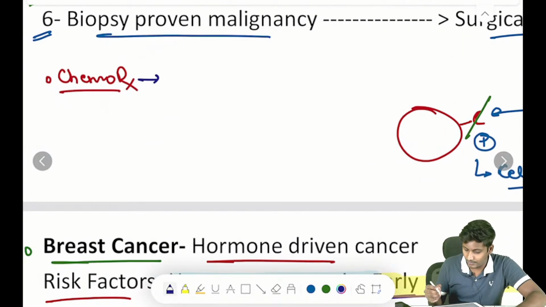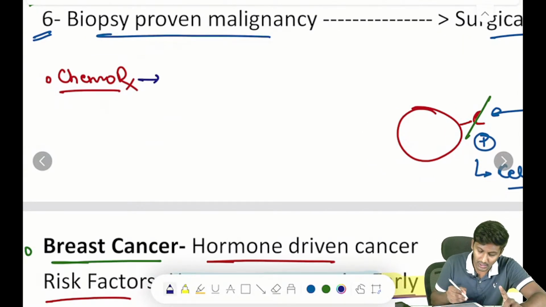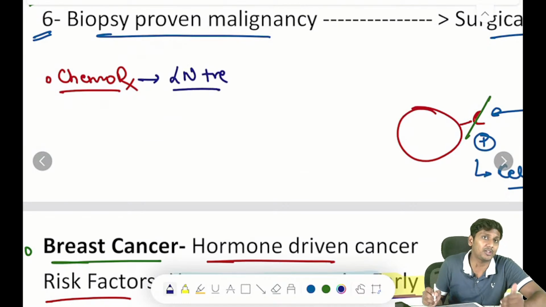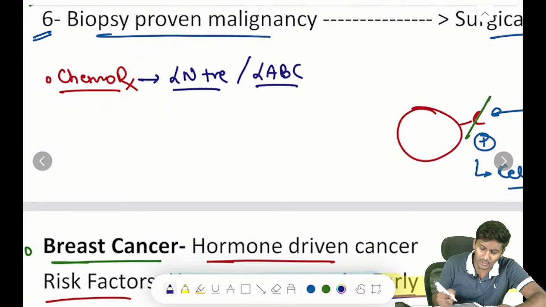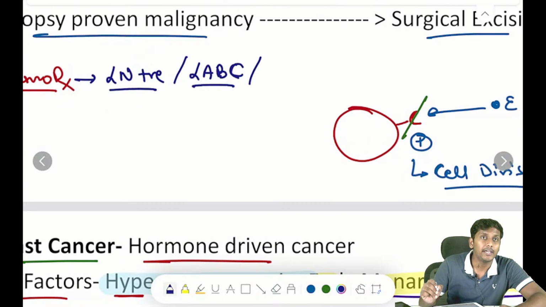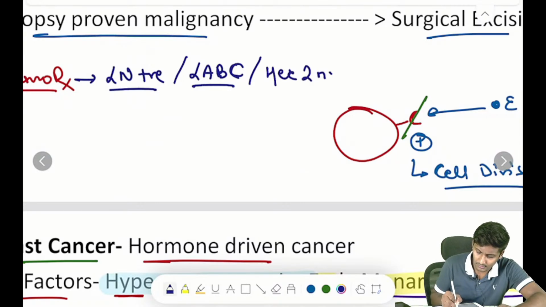So chemotherapy is given in which all conditions? We know chemotherapy is definitely required if the lymph nodes are positive. Indications of chemotherapy I am writing. If the lymph nodes are positive, or if it is a LABC, that is a locally advanced breast cancer. It can even be given in a patient who is having a HER2 neu positive breast cancer.